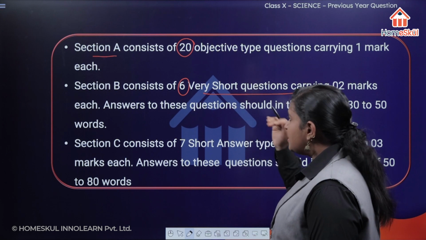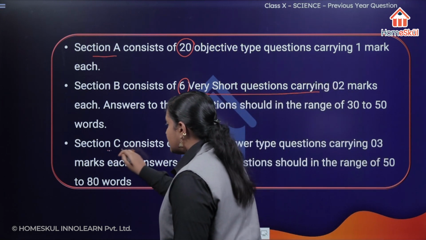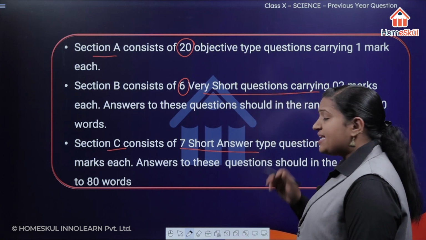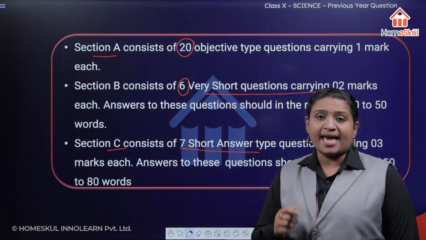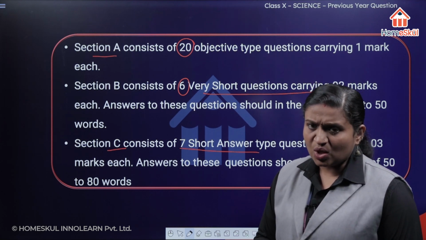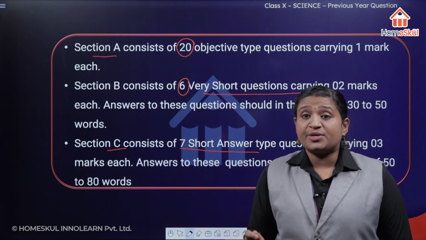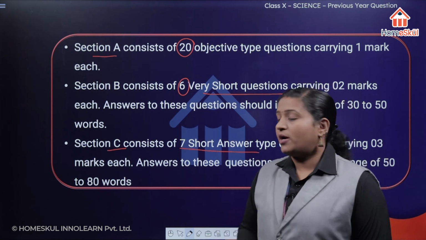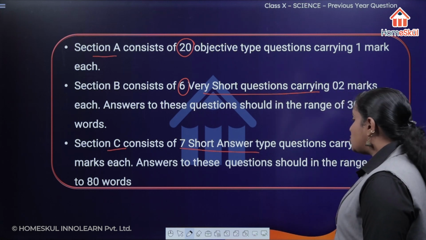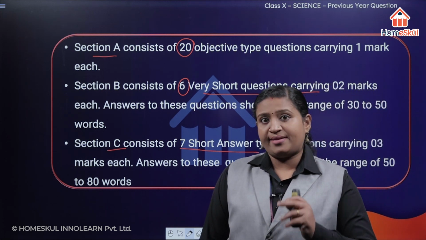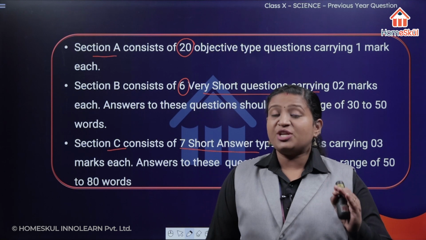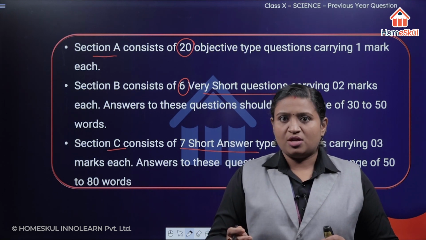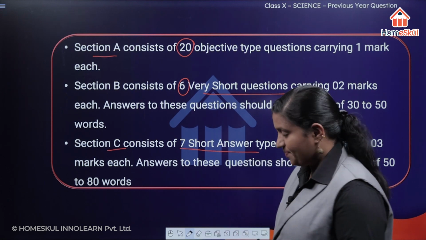After section B, you will have section C and it consists of 7 short answer type questions. And each question in section C carries 3 marks. So how many valid points can you write? A maximum of 6 valid points. So keep it noted. The answers to these questions should be in the range of 50 to 80 words. Make sure that you are writing an answer as per the requirement of the question. Don't go beyond it.